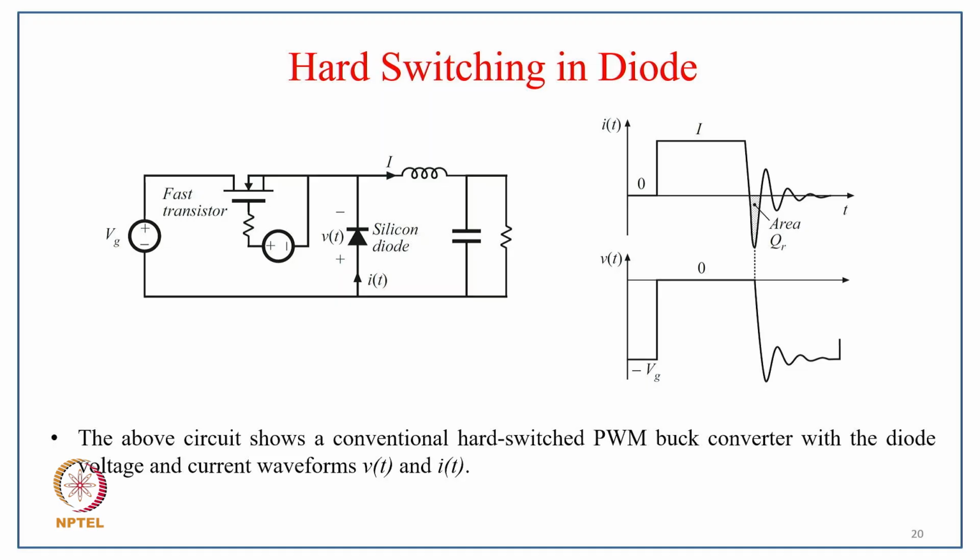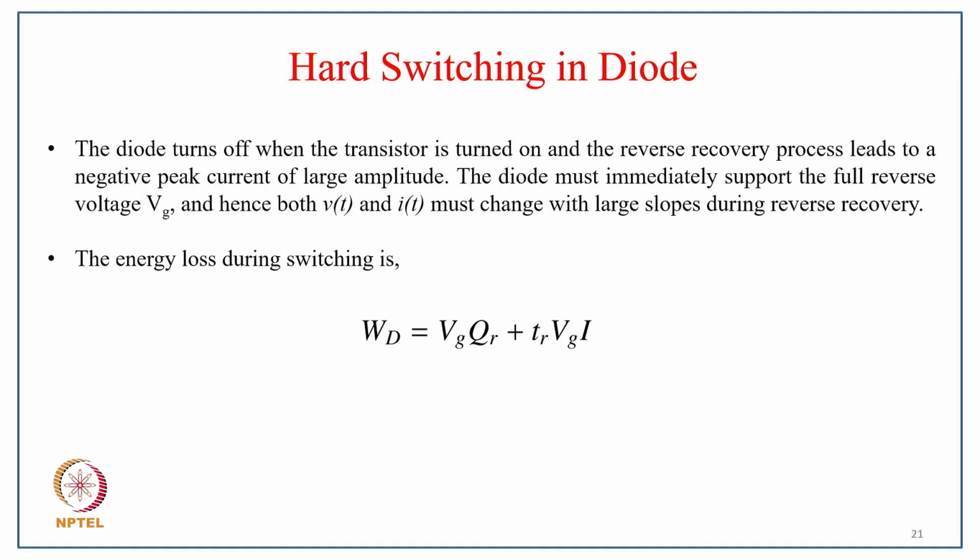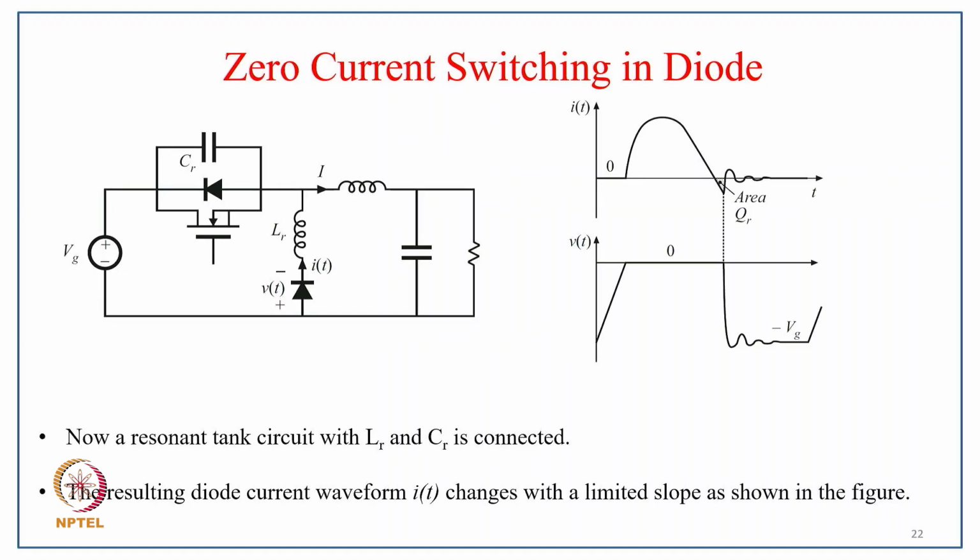So the above circuit showed the conventional hard switched buck converter. As you can see, it is like a simple buck converter with the diode voltage and current waveforms VT and IT clearly showing the hard switching. The diode turns off when the transistor is turned on, and the reverse recovery process leads to a negative peak current of large amplitude. The diode must immediately support the full reverse voltage VG, and hence both VT and IT must change with large slopes during reverse recovery. And energy loss during switching is WD equal to VG QR plus TR VG into I.